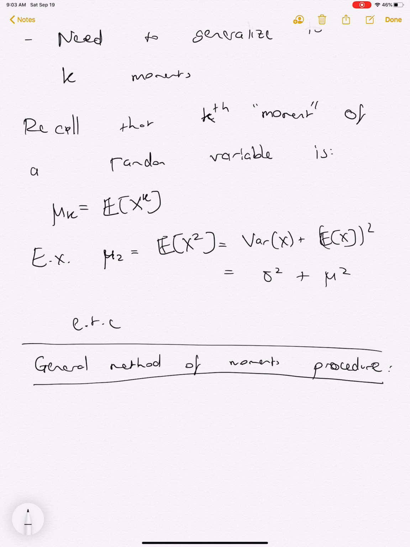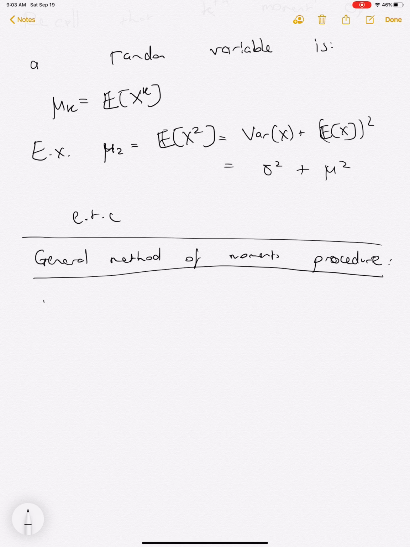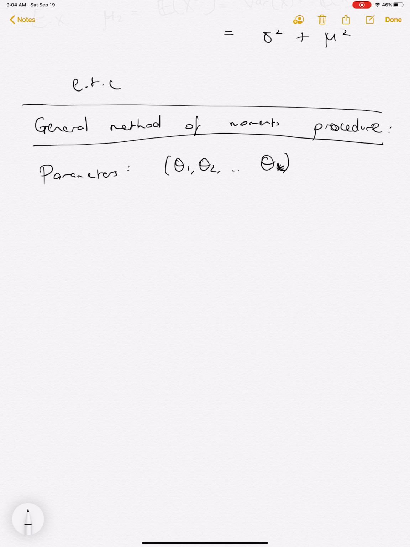So the general method of moments procedure. Here we have parameters theta 1, theta 2 up to theta k. We're going to see some examples shortly where k equals 2. Typically in this course, you won't have to look at examples where k is bigger than 2. Most of the examples you'll see will be k equals 1 or k equals 2. But the procedure certainly applies for any number of parameters that you might be trying to estimate.